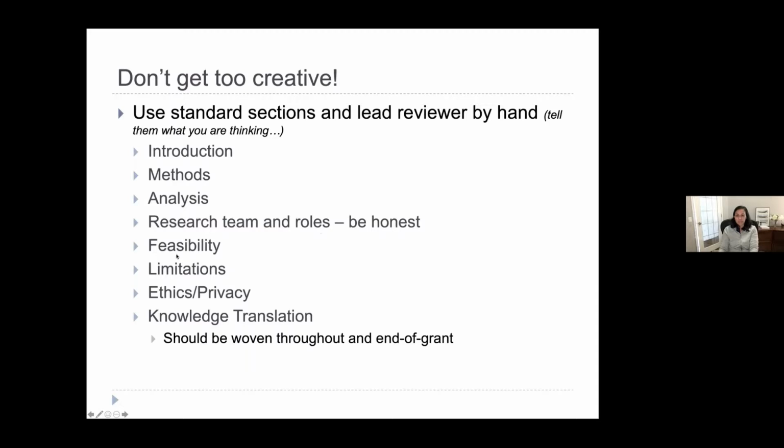Feasibility. Don't have any grandiose plans. Be real. How long is this going to take you? What's it going to require? State the upfront limitations. This is where you start. You want to answer those questions the reviewers have.